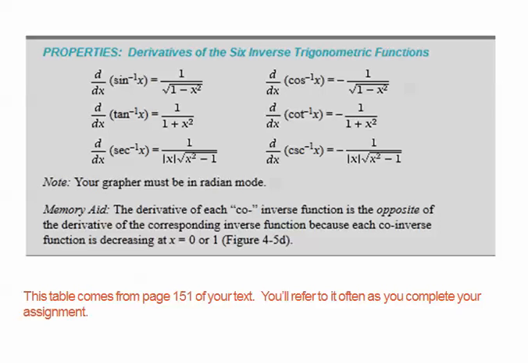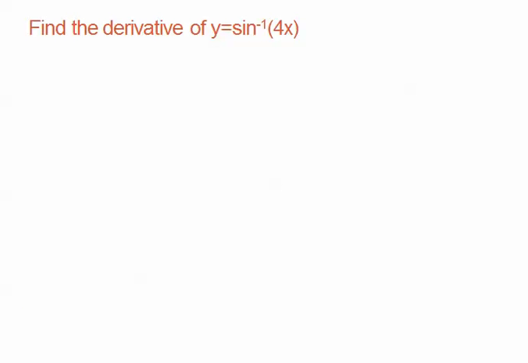So what we're going to do is work through a couple problems from the odd problems in your textbook. These are pretty similar to the evens that you'll actually be assigned. So again, for working through these, you may want to have your book open to page 151 so you can refer to these. The first problem asks us to find the derivative of the inverse sine of 4x.